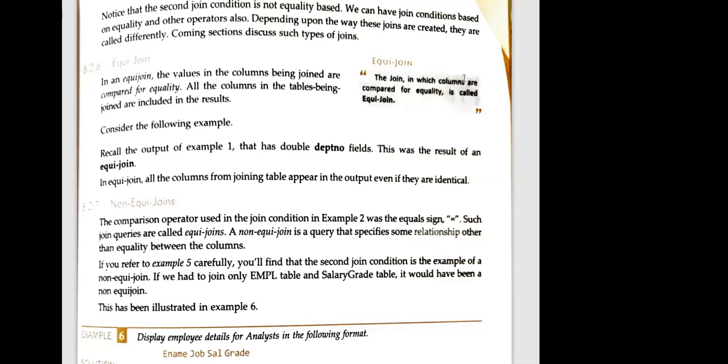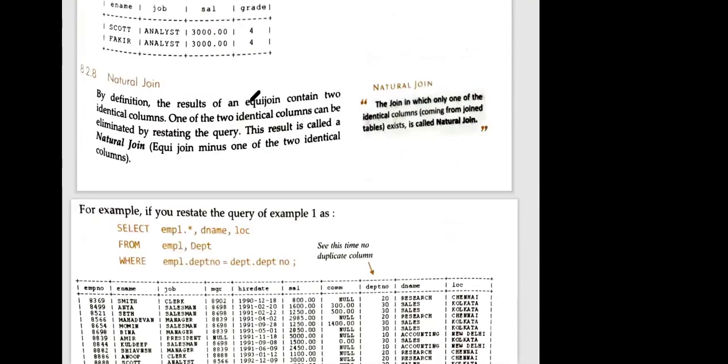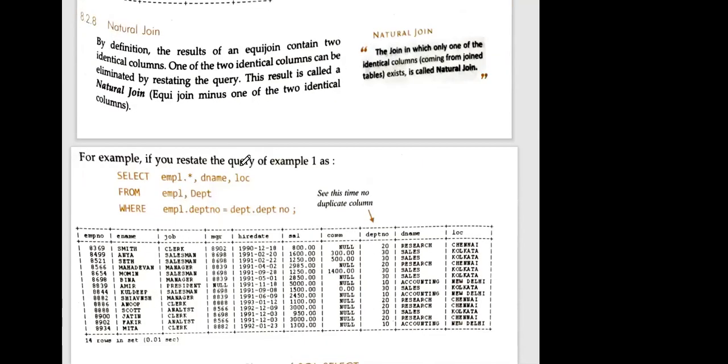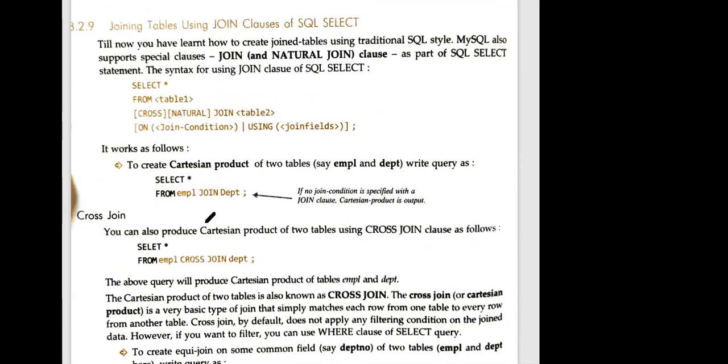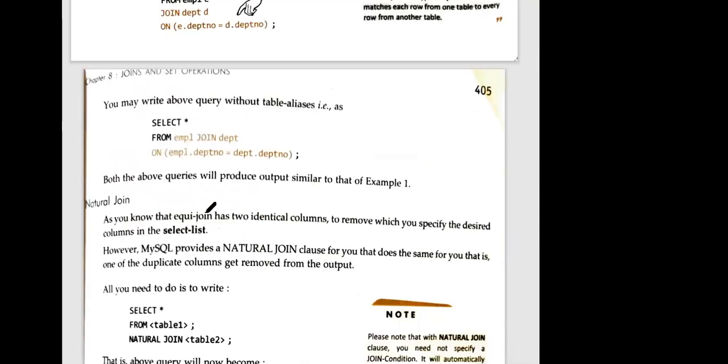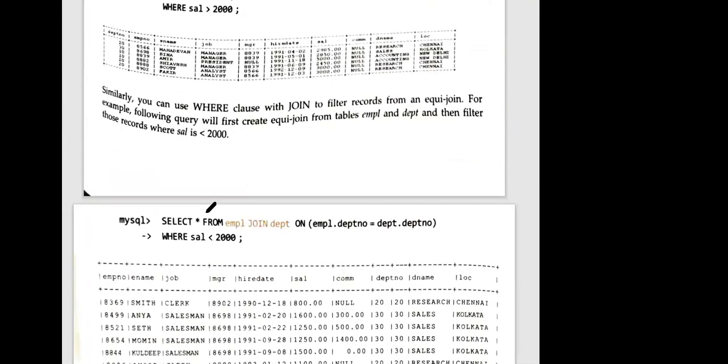You can see here that for equi-join it is given that it is compared for equality. And here it is given that non-equi-join is a query that specifies a relationship other than the equality operator between columns. That is, except the equality operator, you can use any other operator, and that will be called non-equi-join. Okay, then natural join. Yes, I wanted to show you this only, what is given in the natural join. Yes, cross join, then natural join. It is given that the common column will be erased.